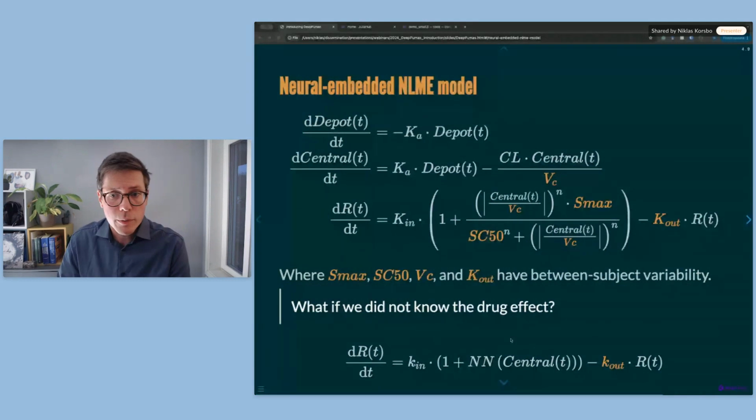So typically, the way that we approach this at DeepPumas is to say that the parameters of the neural network, the weights and the biases of the neural network, are just fixed effects. We don't want them to be random effects. That would be way, way too much freedom. And so everyone has the same parameters for the neural network.